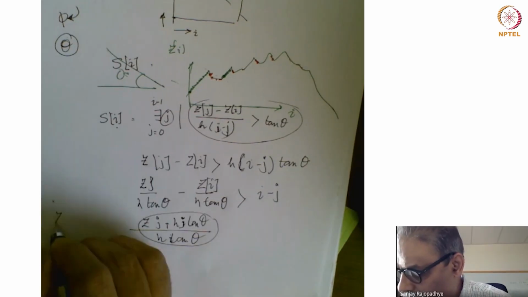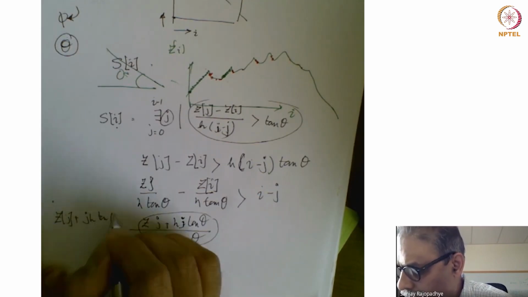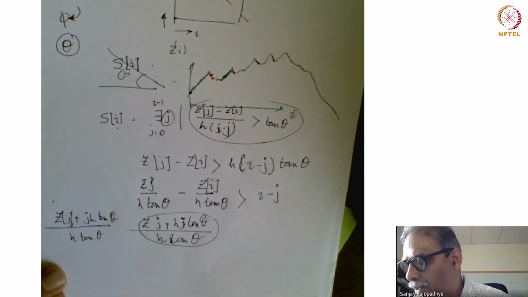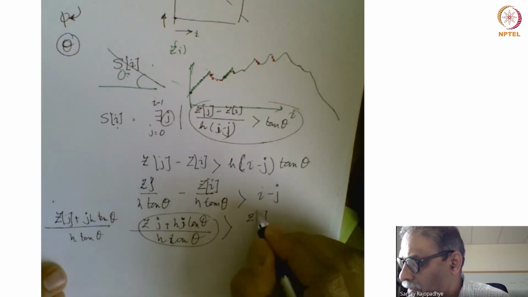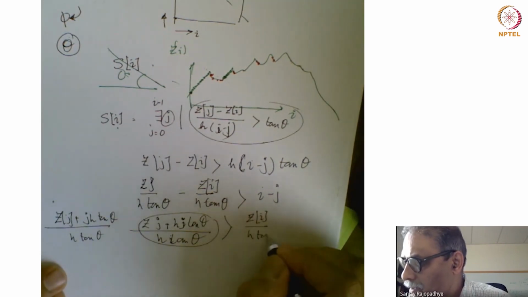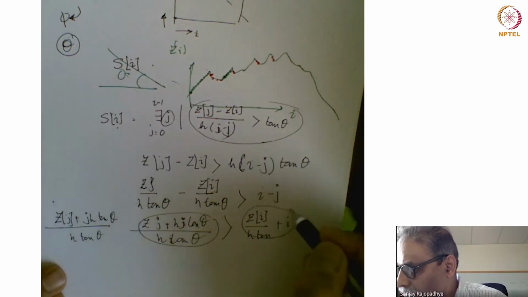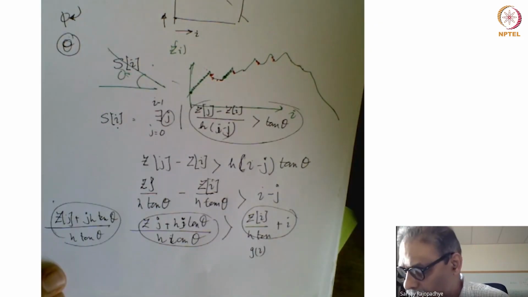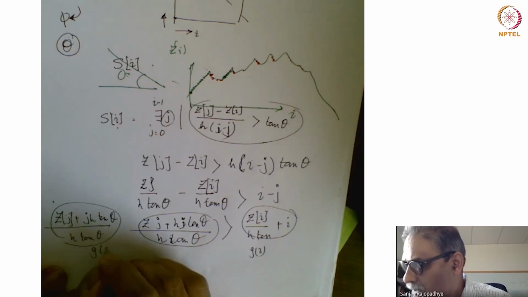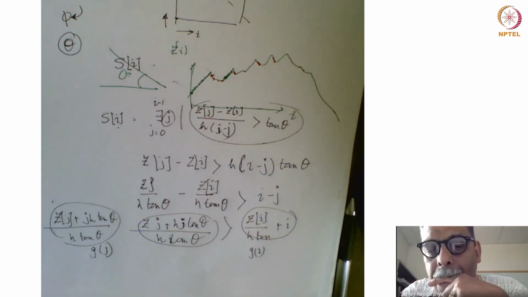So it is zj plus jh tan theta divided by h tan theta, greater than zi divided by h tan theta plus i. Same thing, whichever way you want to do this algebra. I want to think of this as some function g of i, and notice that it's the same function g. So this is g of j greater than g of i, and g can be evaluated in constant time.